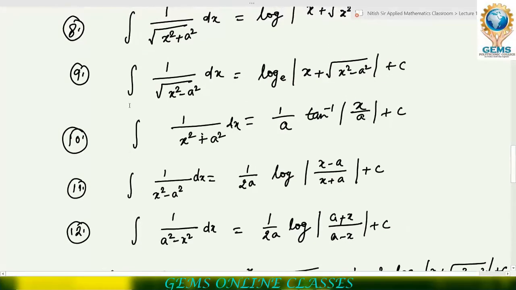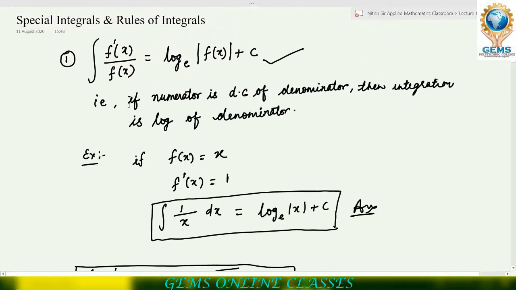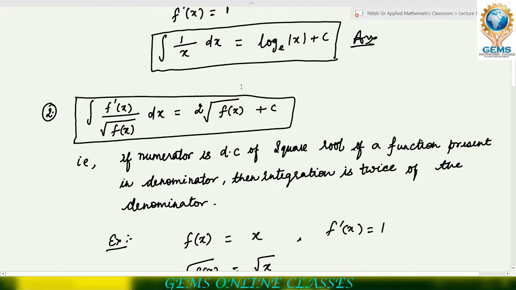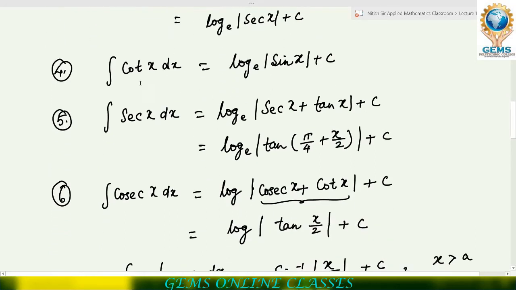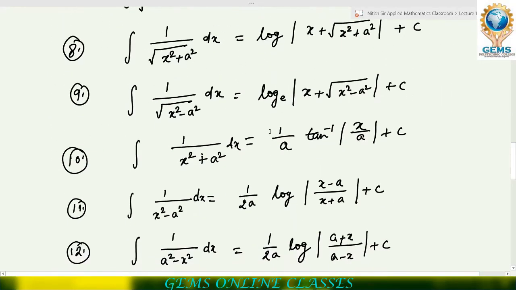So in summary, we will see what we learned today. First we learned about the special integrals: integration of f dash x upon fx equal to log e fx plus c. Second is integration of f dash x upon root under fx dx equal to 2 root fx plus c. Integration of tan x equal to log e sec x plus c. Integration of cot x equal to log e sin x plus c. Integration of sec x equal to log of sec x plus tan x plus c. So different types of integration we have seen.